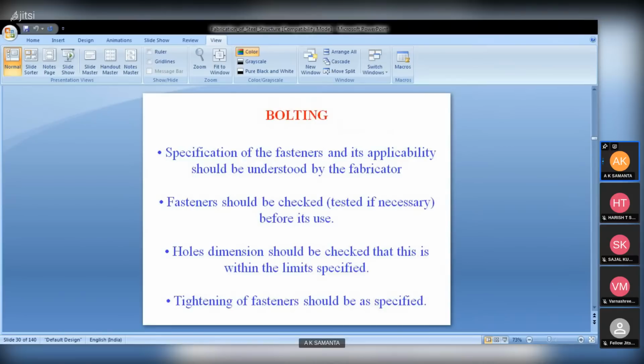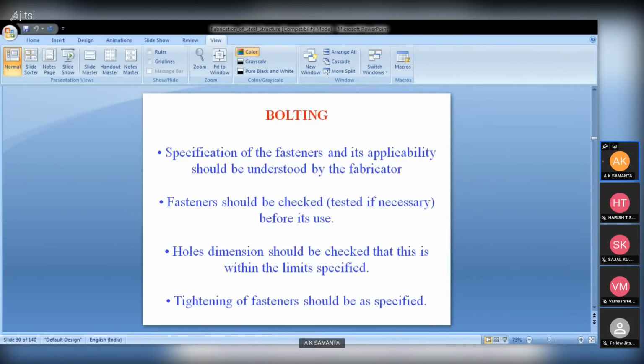Then we come to bolting specification. Here it is very interesting that if we go for the fabrication of a big structure, for a PWD, CPWD or any government authority, where inspection is carried out at the site, then some specification has to be maintained. But if we see any small fabrication where inspection is ignored, there we will not find the specification of the fasteners maintained.